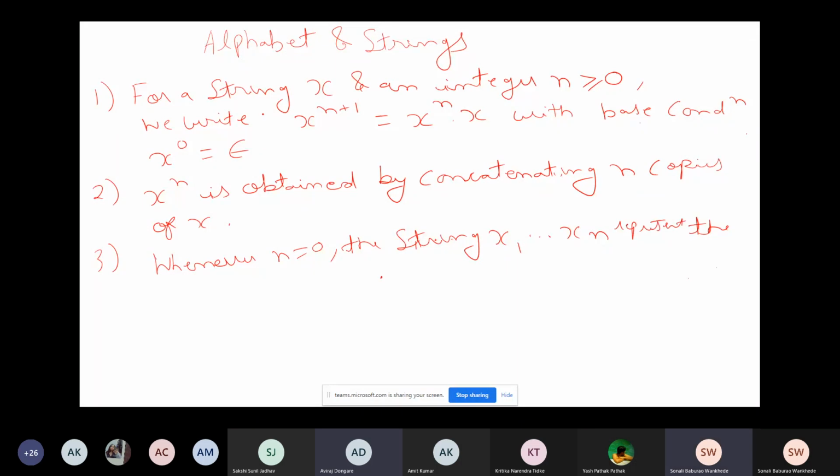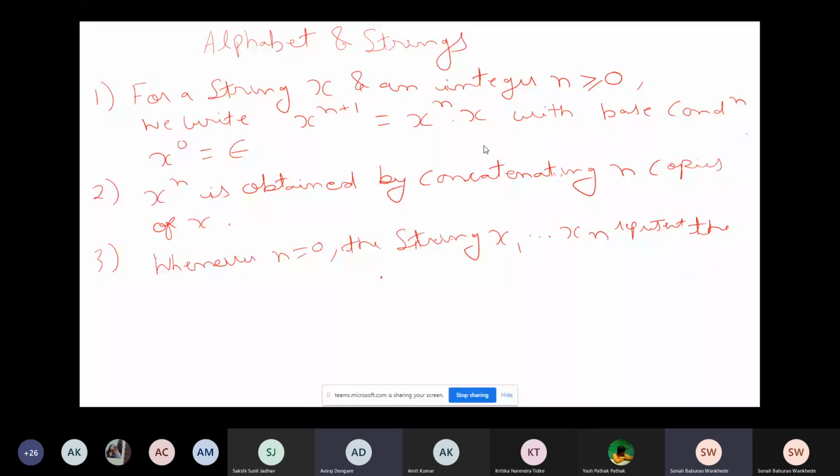Wait. The first rule says that for a string x and an integer n greater than or equal to 0, this is a condition that the integer n should be greater than or equal to 0. We write x raised to n plus 1 as x raised to n into x, with base condition x raised to 0 is equal to epsilon. So yes, you were right, as you said that you had done this in mathematics. That resembles the same thing.